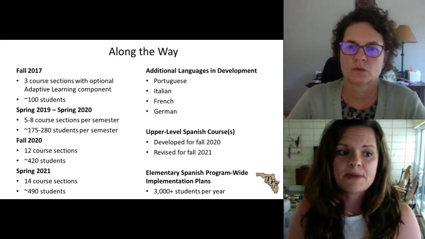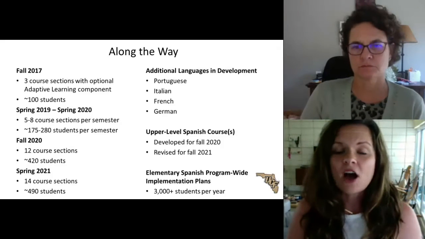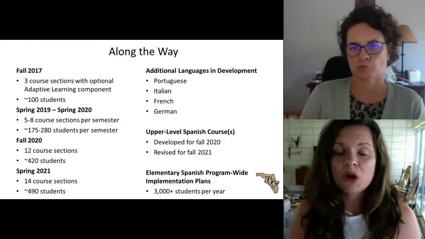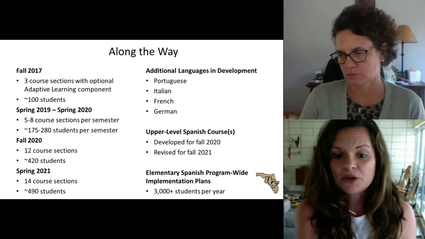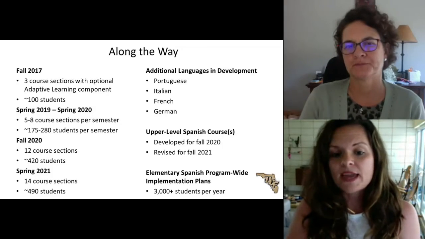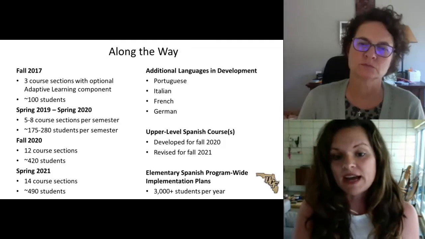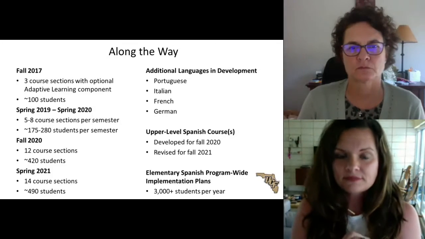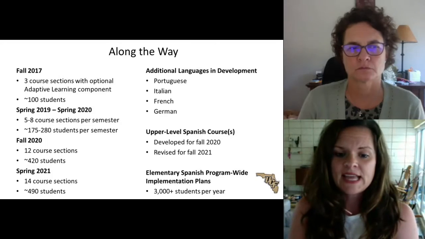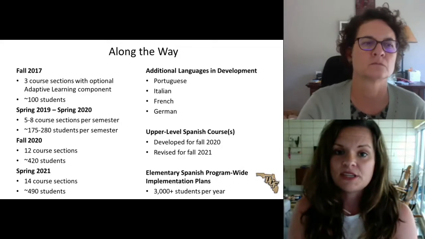Additionally, in our department, we met with our colleagues from Portuguese, Italian, French, and German, and they all have course redesigns in progress and or are now using adaptive learning in their lower level courses. We developed upper level courses for fall 2020, and it was revised for fall 2021 and will be taught again in upcoming semesters. And so we have program-wide implementation plans, and that will affect over 3,000 students per year.